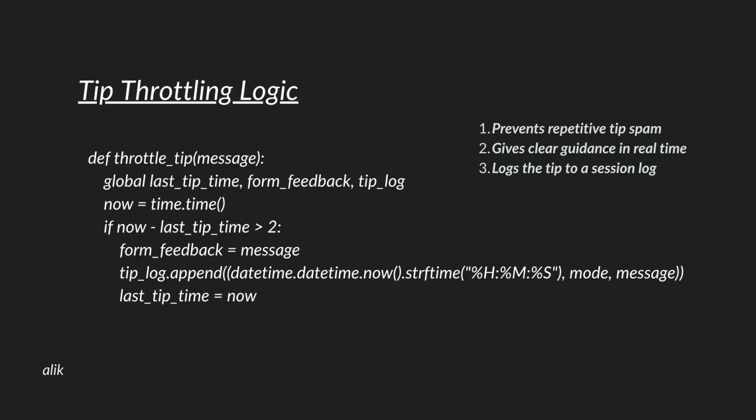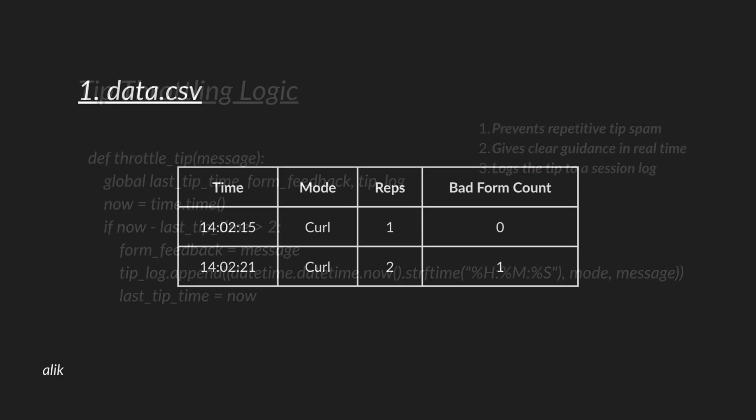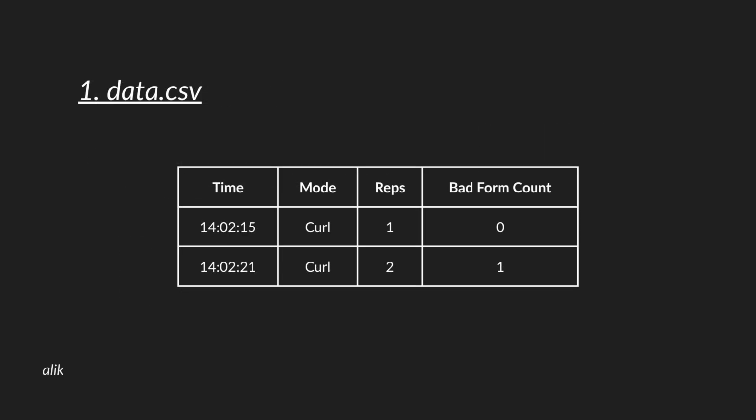As for the CSV logic, each session generates structured .csv files for rep tracking and form correction history. And this is usually saved in the root directory of that program. First, you have the data.csv. This file tracks every rep and logs key metrics. For example, at time 14:02:15, the mode is curl. You have the first rep, but there's no bad form at that time and at that mode.